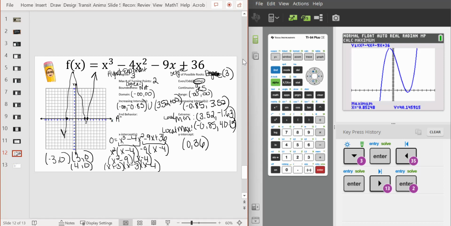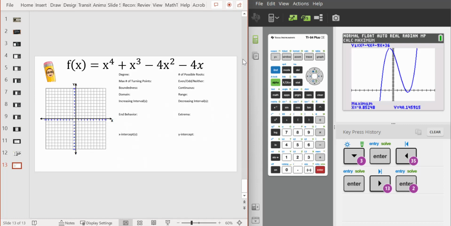And then my end behavior. We actually have to write two of them because they go different directions. So as my x is going to negative infinity, so on the left, my graph is pointing down, so I'm going to negative infinity. But as my x goes to positive infinity, my y is going to go to positive infinity as well.